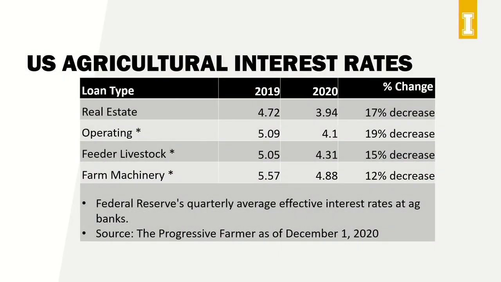So you can see that when it's broken out for U.S. ag interest rates, the real estate rate went down 17% from 2019 to 2020. Same operating loan went down 19% in interest rates. Feeder livestock went down 15%, and farm machinery was down 12%. So all of those are double-digit decreases in interest rates.